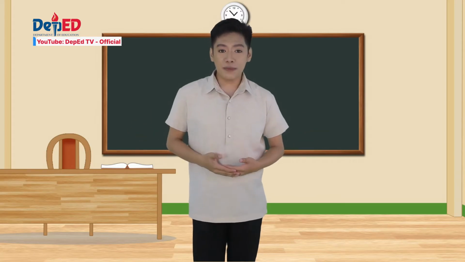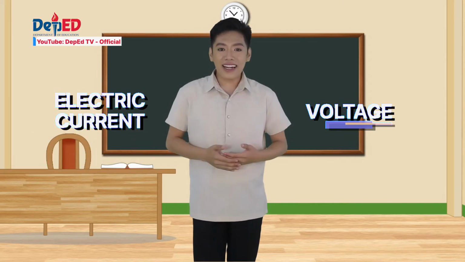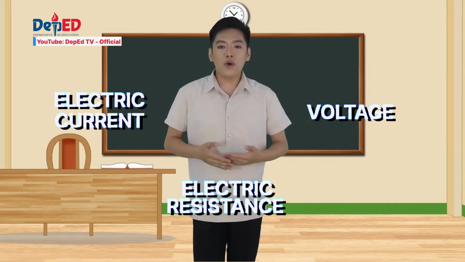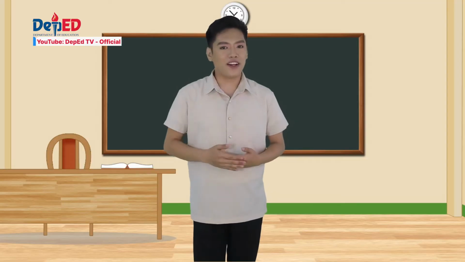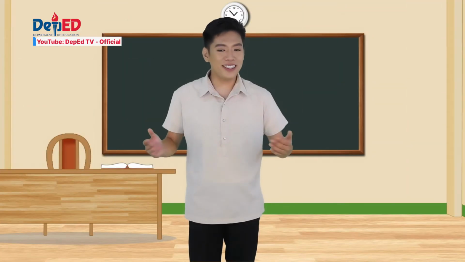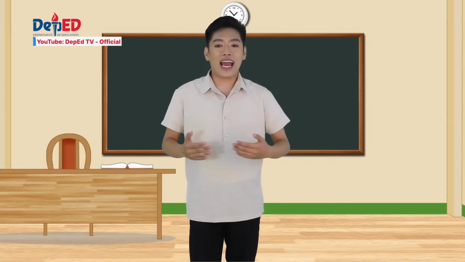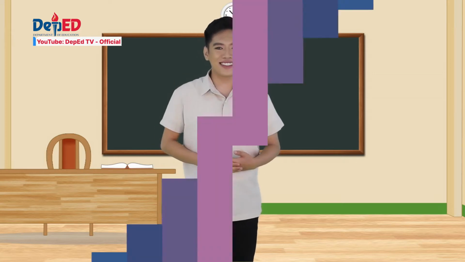Specifically, the terms electric current, voltage, and electric resistance and their relationship with each other will be our main discussion points for today. But before we get into that, it's time for a drill. Before we proceed, let's try to test your knowledge about our lesson by answering these questions. Let's do this, Sci folks!